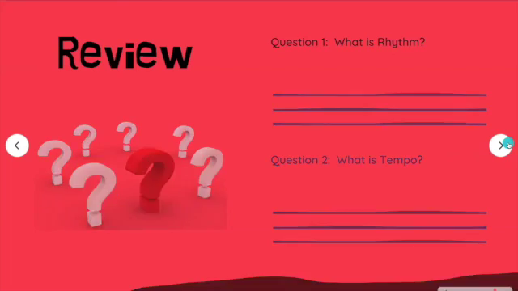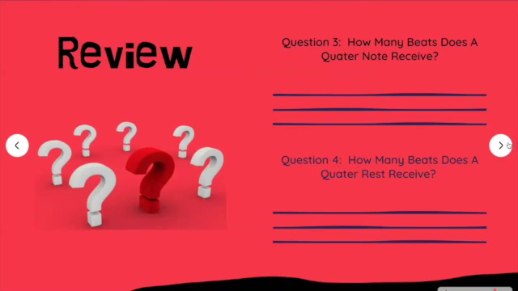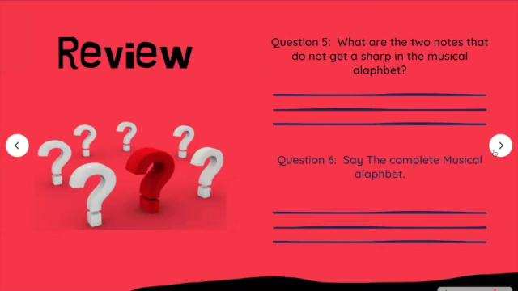Tempo is the speed. How many beats does a quarter note receive? It receives 1 beat of sound. A quarter rest receives 1 beat of silence. Number 5, the 2 notes that do not get a sharp are E and B. Say the complete musical alphabet. Well, it's A, A sharp, B, C, C sharp, D, D sharp, E, F, F sharp, G, G sharp, A.